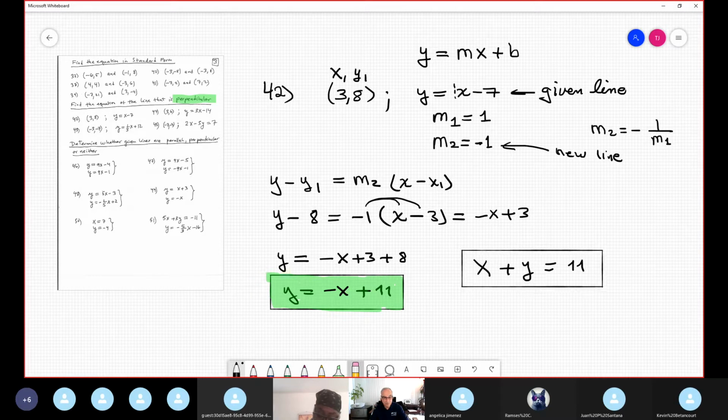This is the same line, but expressed in standard form. Slope-intercept form. This is standard.